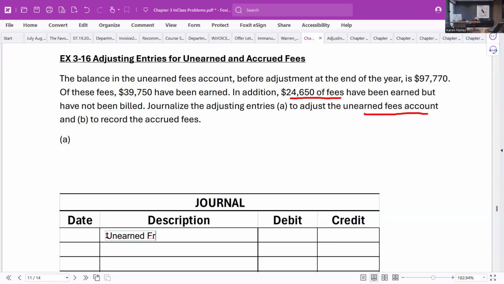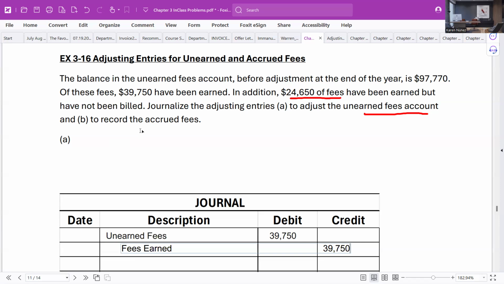Unearned fees, $39,750. And we recognize the revenue, fees earned, $39,750. Okay. That's part A. But now B's a little different.